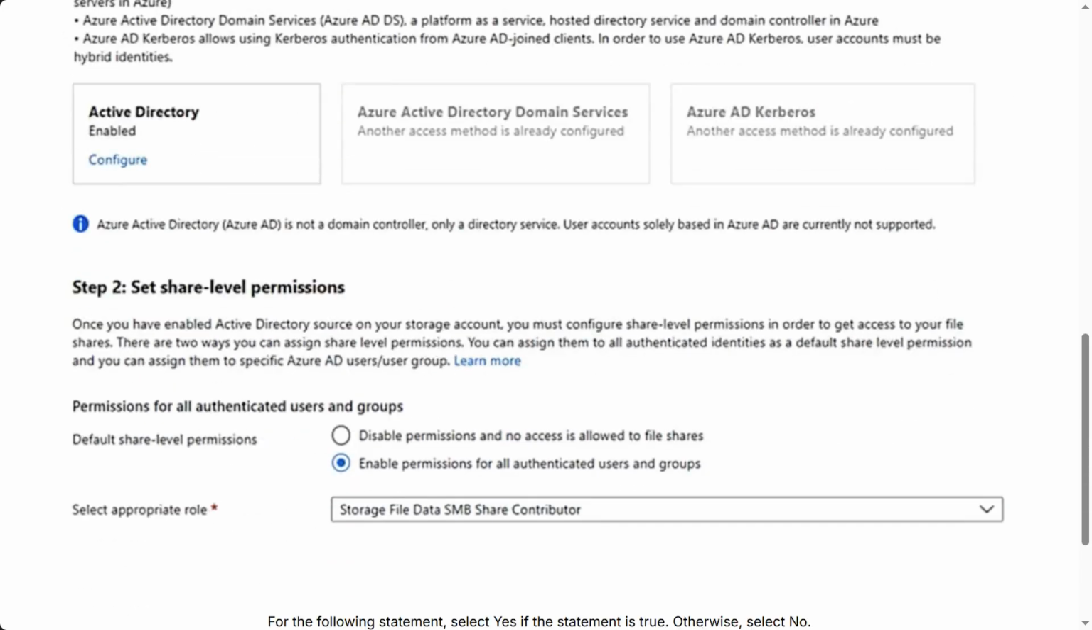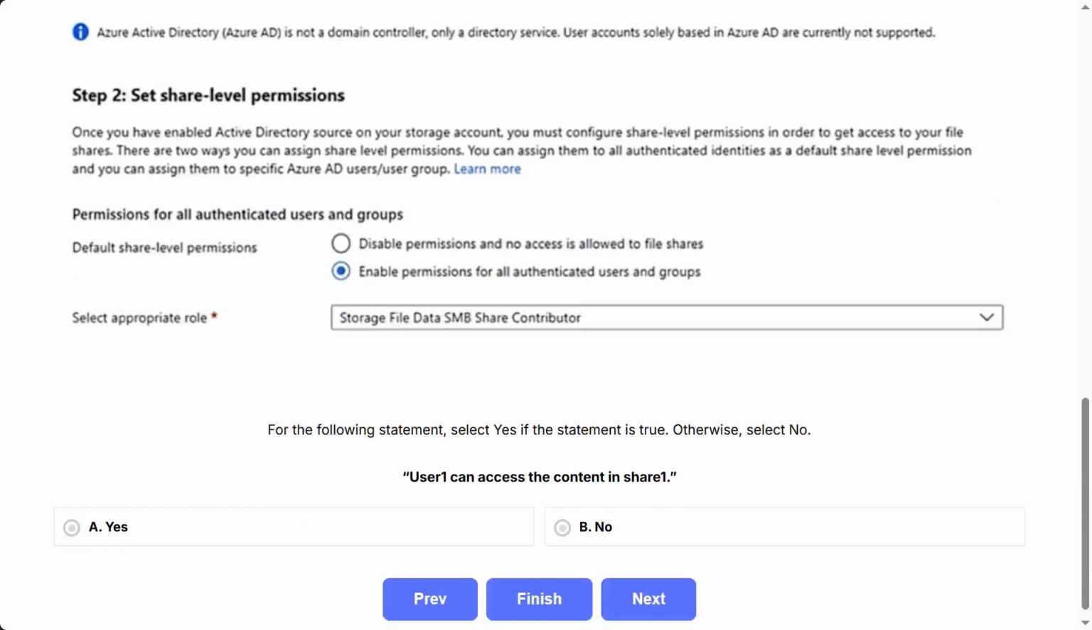For the following statement, select Yes if the statement is true. Otherwise, select No. User 1 can access the content in Share 1. The options are A, Yes, B, No.